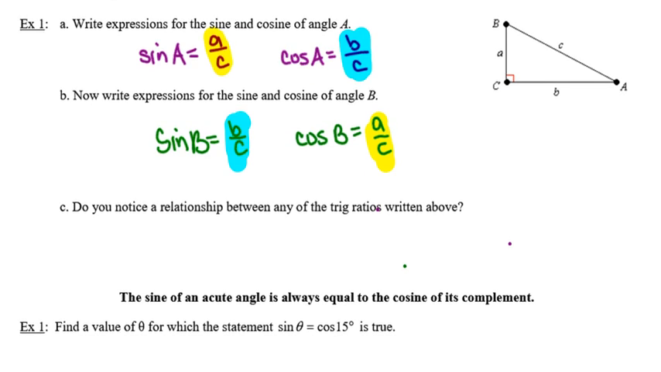So in part C, do you notice a relationship between any of the ratios written above? For simplicity's sake, I'm just going to compare one of them. I'm going to say the sine of the first angle, angle A, is equal to the cosine of angle B. And we know that in New York State, they love to ask us to justify or to explain why something is true. So as to why this is true, both of these trig ratios compare exactly the same sides of the triangle.